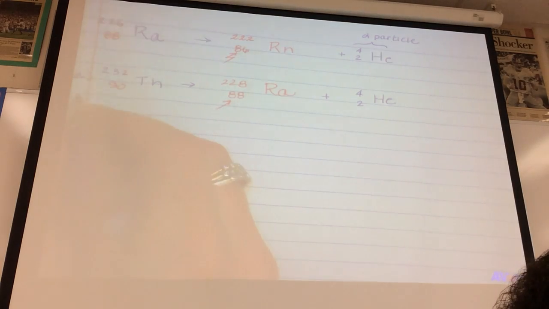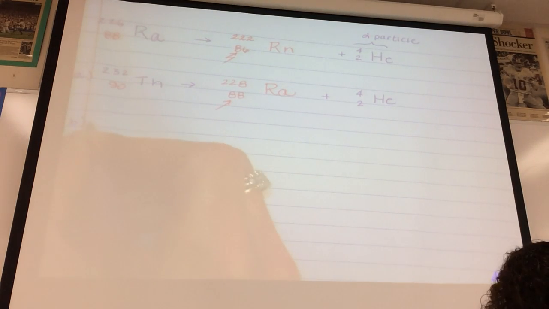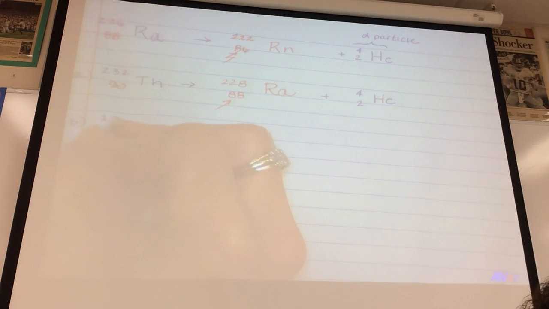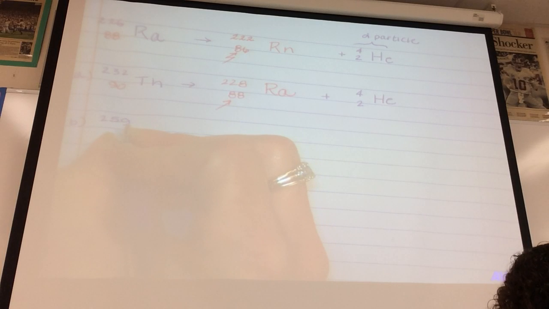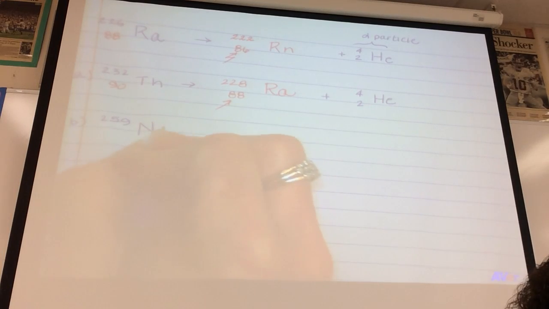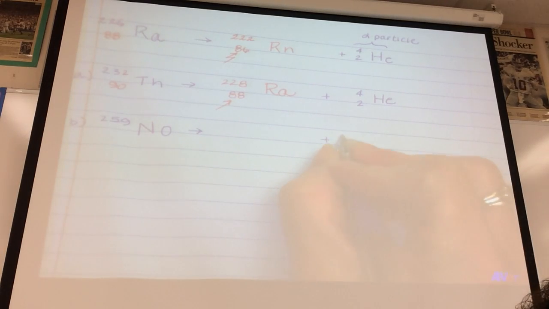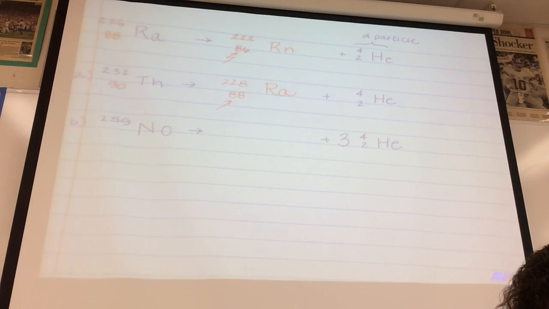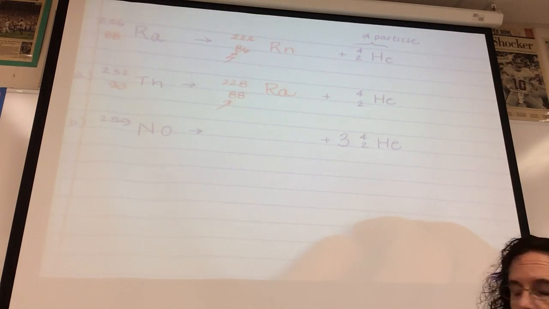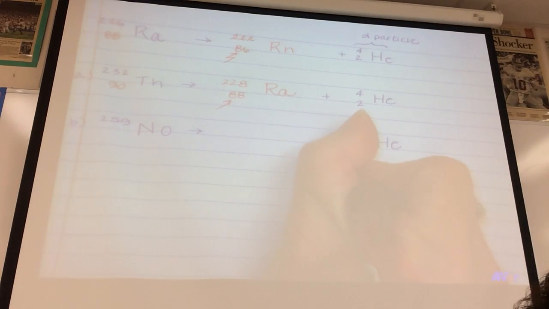And there's one more example. This is a little tougher, but you're very strong in math and you'll have no trouble with it. It says nobelium-259 releases 3 alpha particles. I like to do this. 3 times 2 is 6, and 3 times 4 is 12.